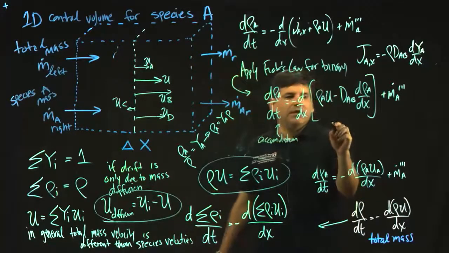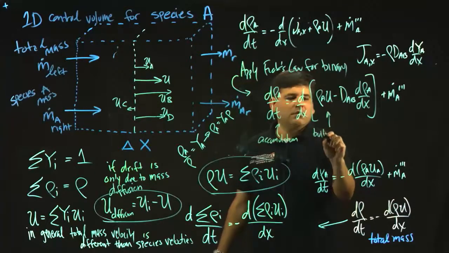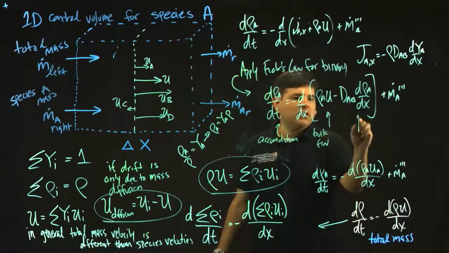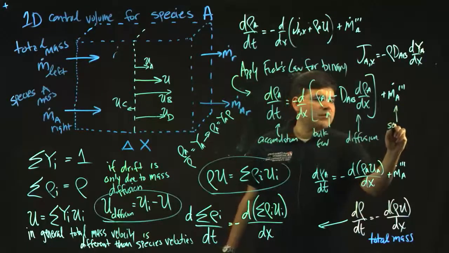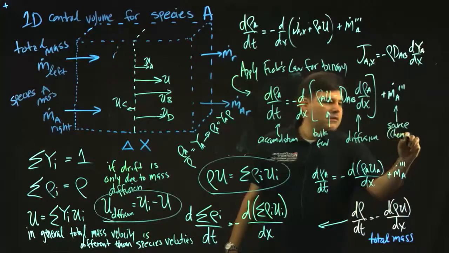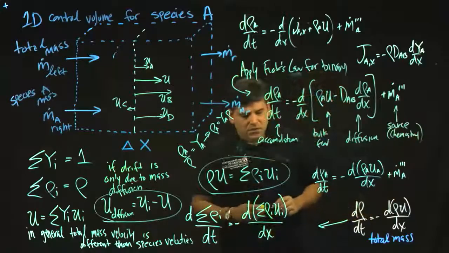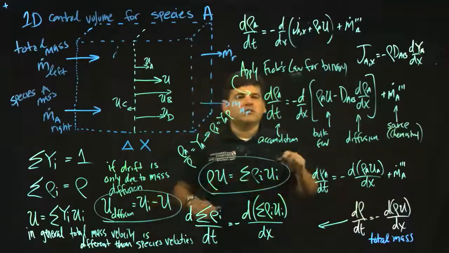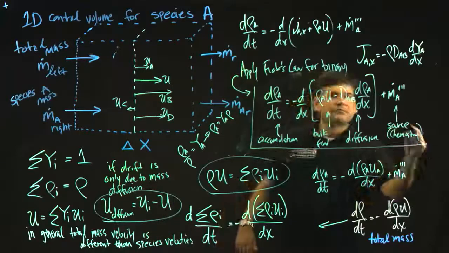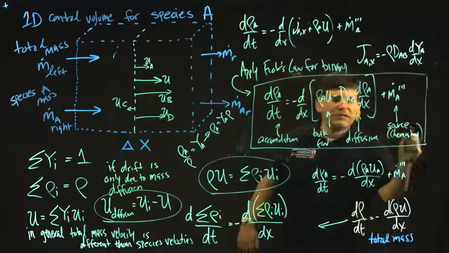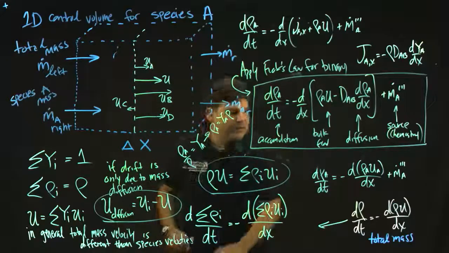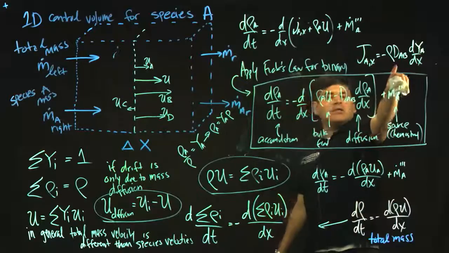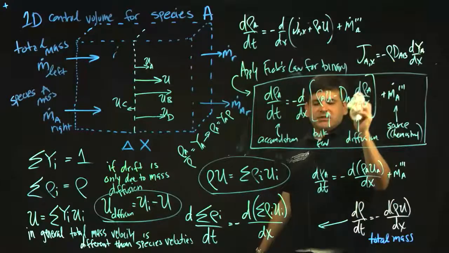This would be the bulk flow, and this would be diffusion. And this would be source chemical reactions. So this would be the mass balance. But we started off by saying this is in general a multi-component mixture, which is good. And we popped out this Fick's law for a binary mixture, which is easy to understand.